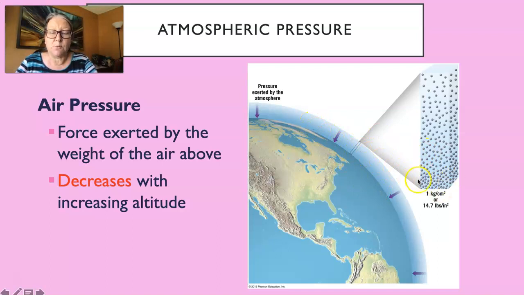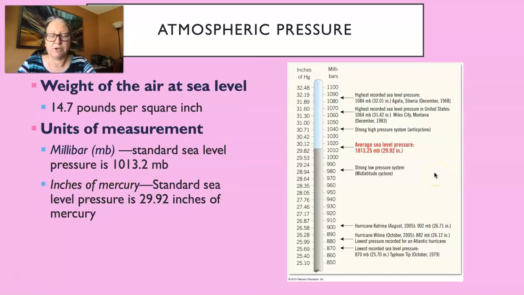Now we know that there's more air, more gas molecules closer to Earth, so it turns out the force of this air gets less and less as you go higher and higher in elevation. The average air pressure on Earth is known as the sea level pressure. And I'm showing you a scale here with pressure listed in a couple different units. Pressure is a weight, right? You push on something, that's a pressure. It's a force. And so one unit of force is PSI, or pounds per square inch.